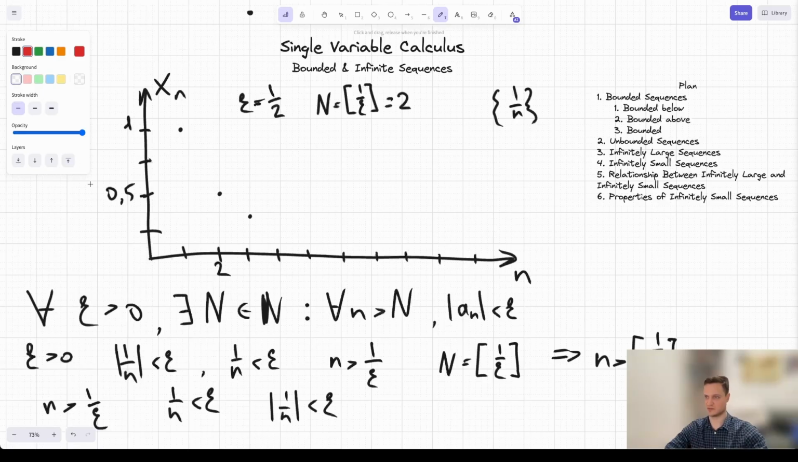We can draw this border. And we can easily see that after n equal 2, strictly, when n small is equal to 3, this inequality starts working for this point.